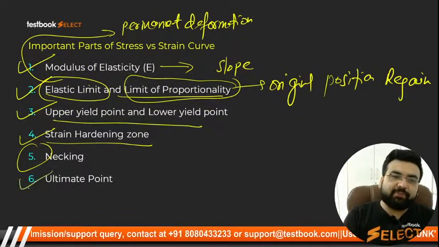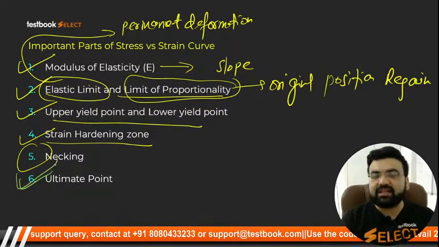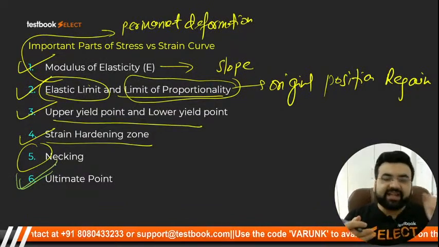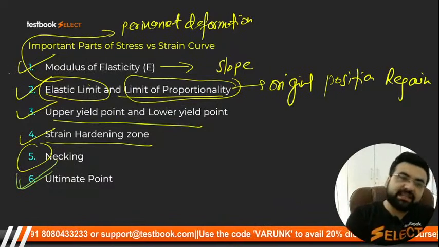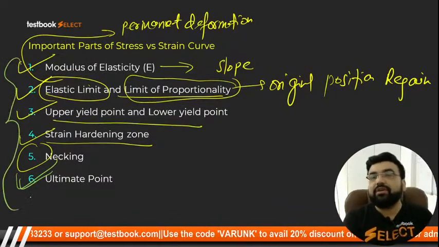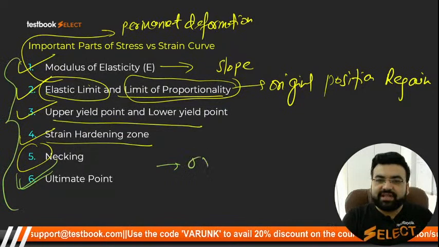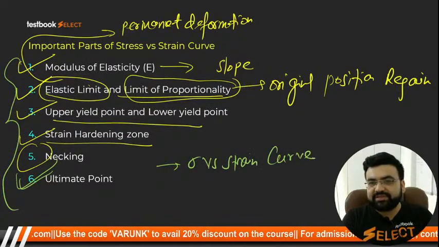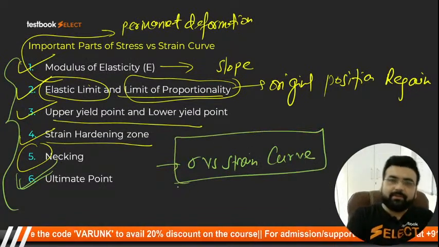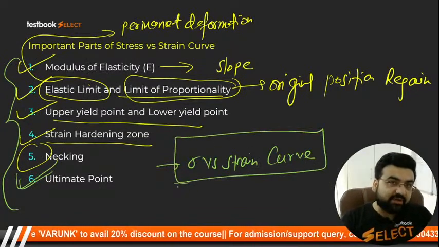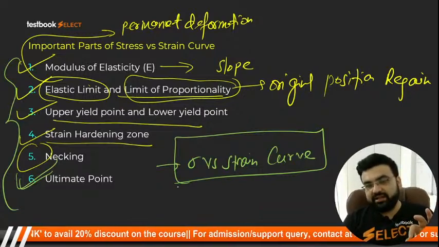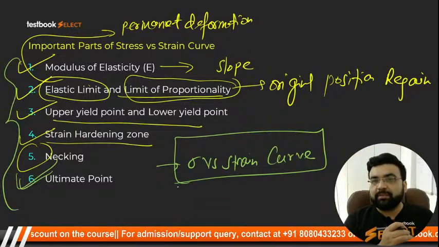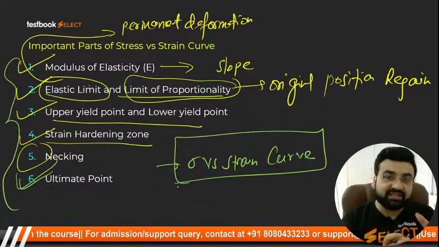Then we have the ultimate point. Now at ultimate point, what happens is that the maximum stress a material can sustain is called the ultimate stress, and that point is called the ultimate point. So these are some of the important points of the stress versus strain curve. Clear? And all these terms were for the ductile material. In brittle material, there is some other issue. I will be telling you what is the issue in the case of the brittle material. Clear? But that is what is called the ductile material.